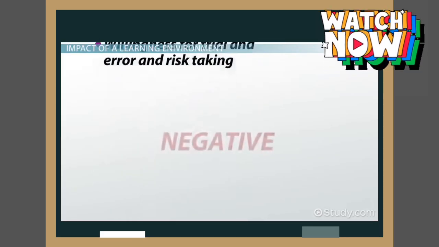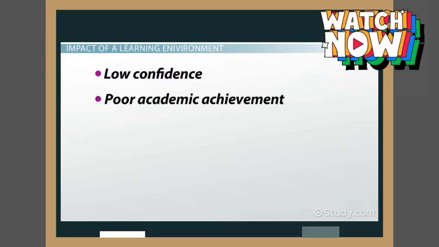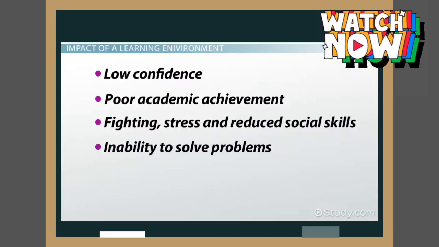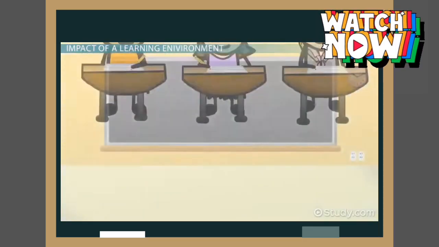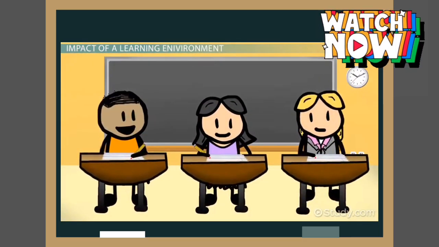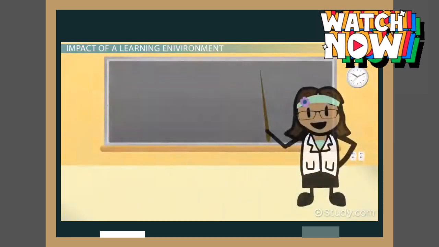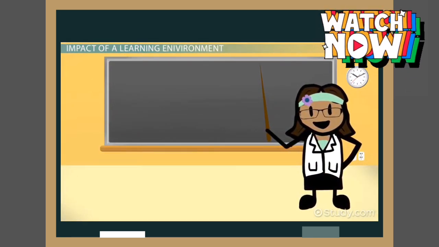A negative learning environment can lead to low confidence, poor academic achievement, fighting, stress and reduced social skills, inability to solve problems, fear of consequences and of taking chances. A positive learning environment has a large impact on how students approach their education. Teachers like Ms. Martin need to be intentional and specific about plans for creating a positive environment.